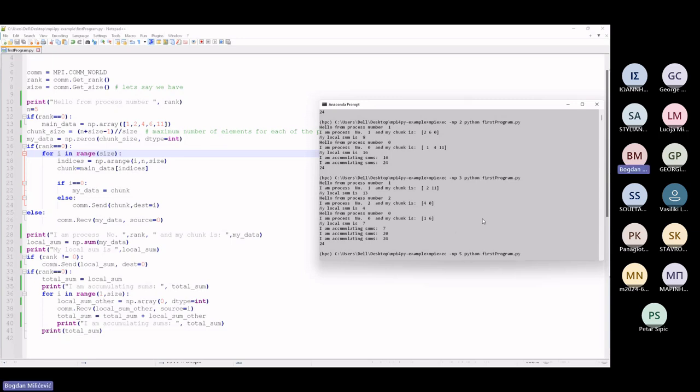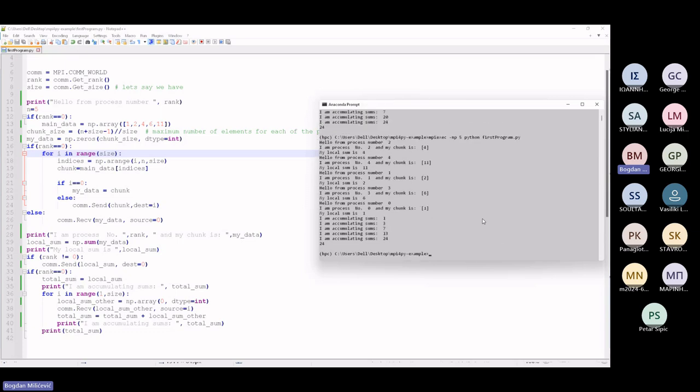If we say 5, it will not be very interesting because everyone will have just one element. But okay, we can look at that too. We are process number 2, and our chunk is element 4. We are process number 4 and our chunk is element 11. We are process number 0, our chunk is 1, and so on. So everyone has a very simple sum of just one element. The process 0 has element 1, so its local sum is 1. Then it is accumulating: 1 plus 2 is equal to 3, then plus 4 is equal to 7, then plus 6 is equal to 13, and then plus 11 is equal to 24.